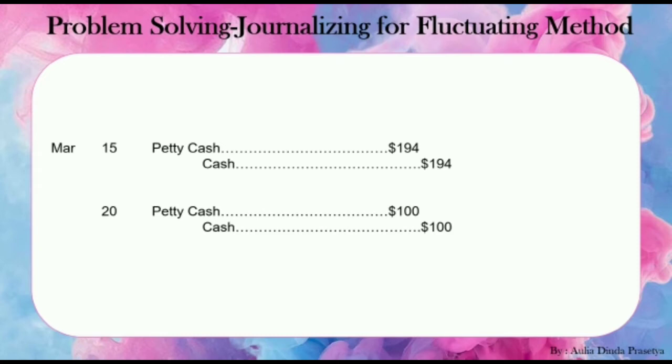And then, on March 20, Ernest Company increased the petty cash amounting to 300 US dollar. So, the journal will be petty cash to cash amounting to 100 US dollar.